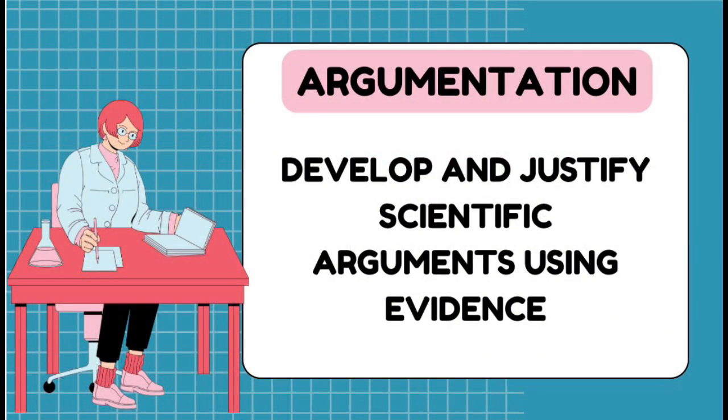The second is argumentation. Develop and justify scientific arguments using evidence. Your controls are what makes your evidence justifiable. If your negative control showed no response and your positive control worked as expected, you can confidently defend your experimental results. Without them, you have data, but you can't fully back it up. Controls are what turn an observation into an argument.